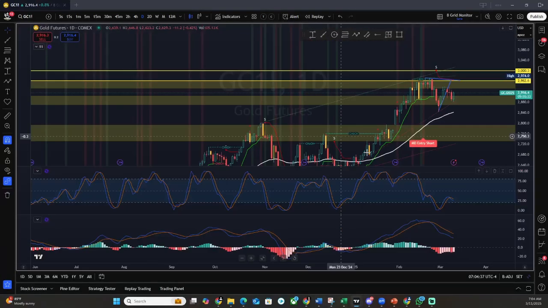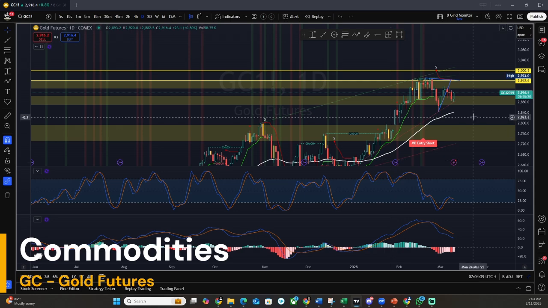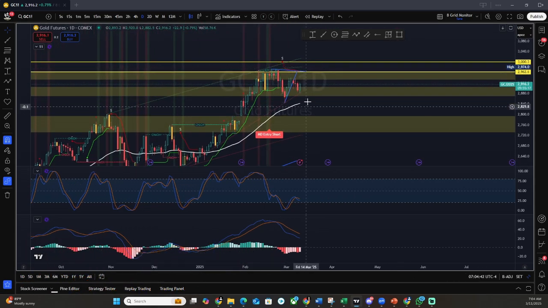The next one we're going to look at is gold. Gold is not getting to that 3,000. Remember, we did multiple blocks here because this was going to be very interesting price action.